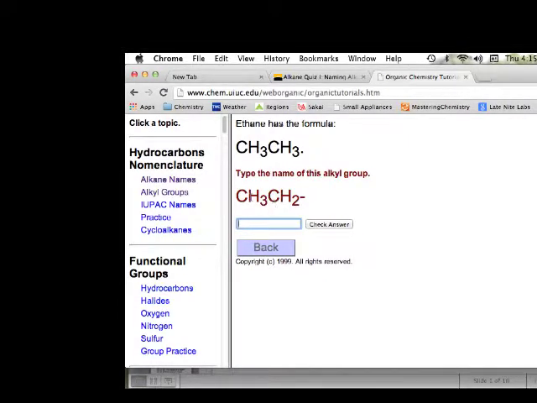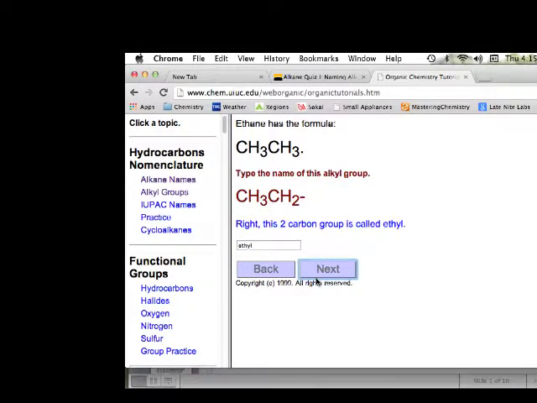Here's a substituent with 2 carbons. It's not ethane because I don't have another hydrogen here, but it's still named based on ethane, so it would be ethyl.